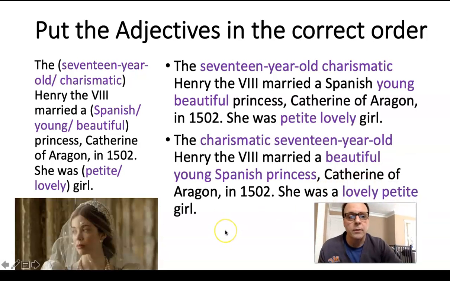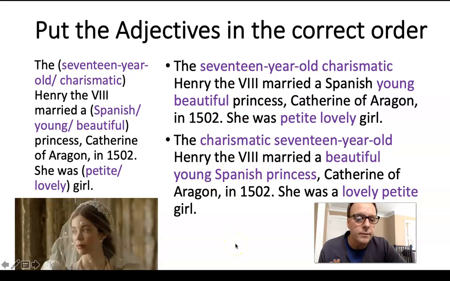This is about Catherine of Aragon, who was a princess in the 16th century, going way back, right? So on the left, we have one version of this sentence, and on the right, another. The 17-year-old charismatic Henry VIII married a Spanish young beautiful princess, Catherine of Aragon, in 1502. She was petite, lovely girl. Okay, so again, we put the adjectives in parentheses on the left side, and over here you've got to decide what would be the order. Is it this first one? Is this good? Or is this second one better?